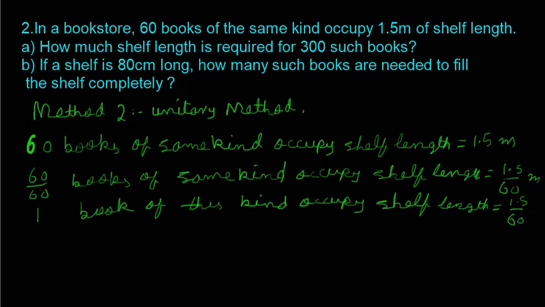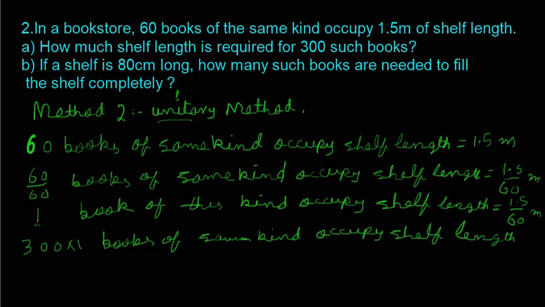Now we need to find out how much space will be occupied by this number, which is 300. So what we need to do is just multiply this 300 with this one as well as with this one. Because of this one, we call this the unitary method, which means 1. So we create 1 in our statement and then multiply what is required. So multiplying this 300 to this one, 300 books of the same kind will occupy shelf length equal to, now multiplying this 300 with this number.